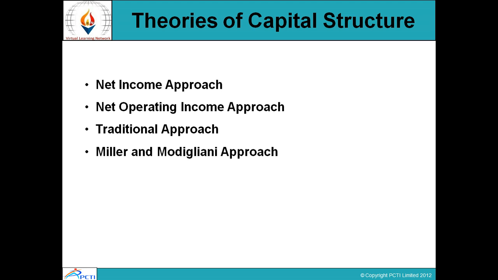Now, we'll move to the next theory, that is the net operating income approach. When I say net operating income approach, what do you understand? The net income approach is suggested by Durand and it is based on the capital valuation of the company. Any valuation change will have a high impact on the cost of capital. That is what the net income approach is. Now if I say net operating income approach, what comes to your mind?